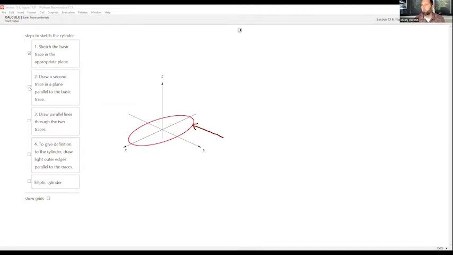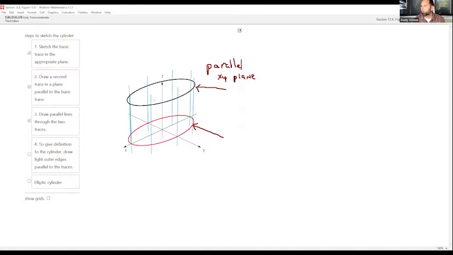Then we draw a second trace in a plane parallel to the basic trace. So here's this second trace. Notice that it lives on a plane that's parallel to the xy plane. Then we draw parallel lines through the two traces, so a whole bunch of vertical lines connecting one trace to the other.